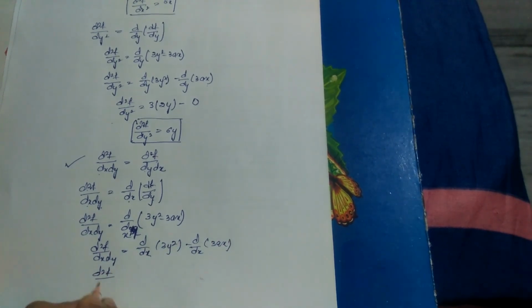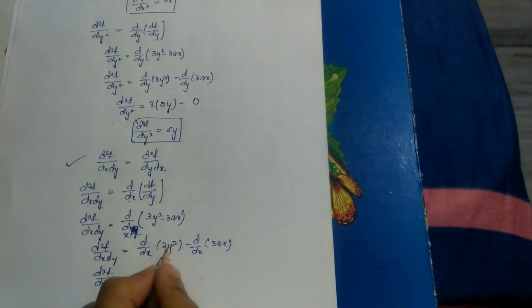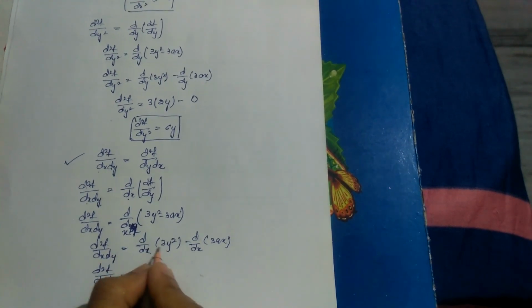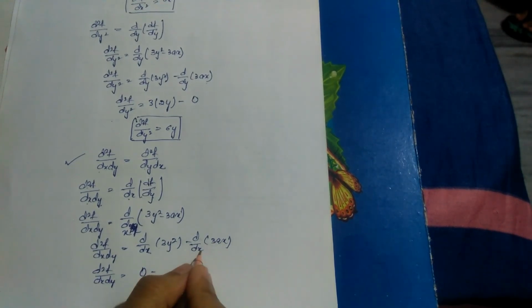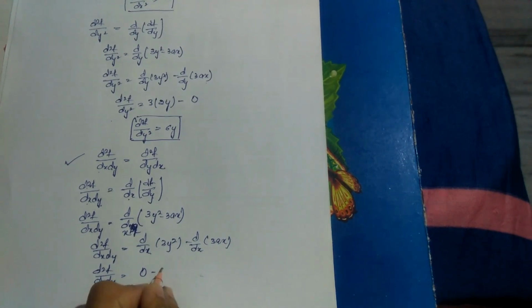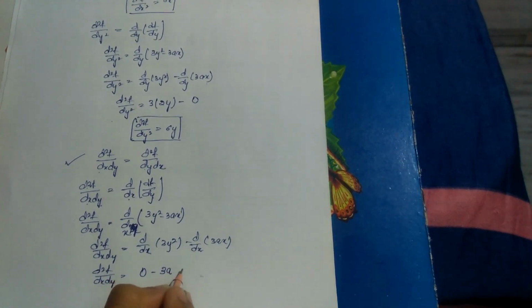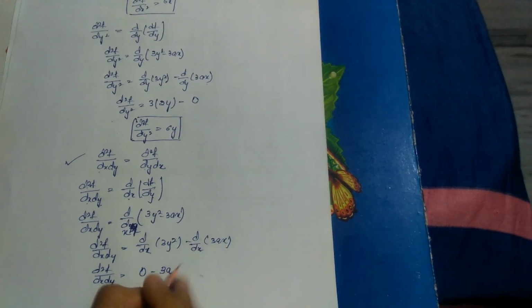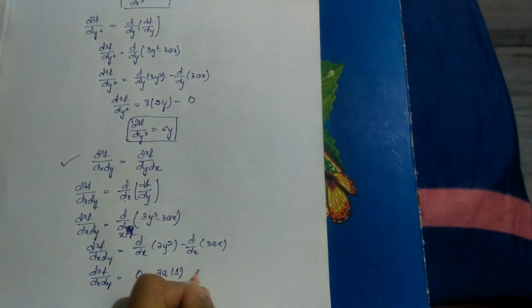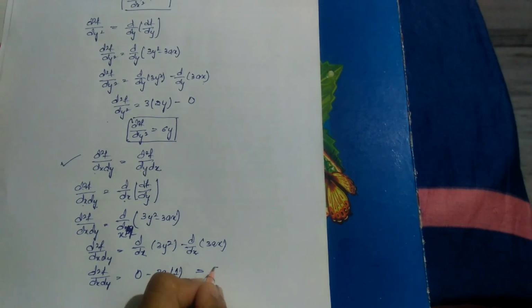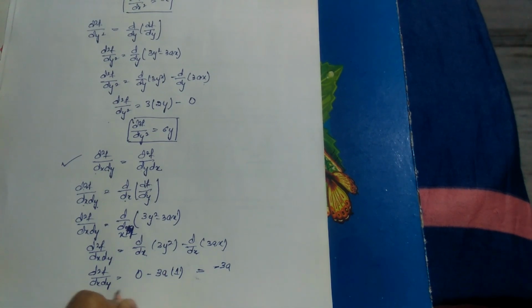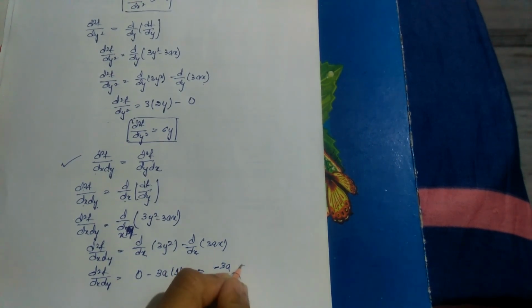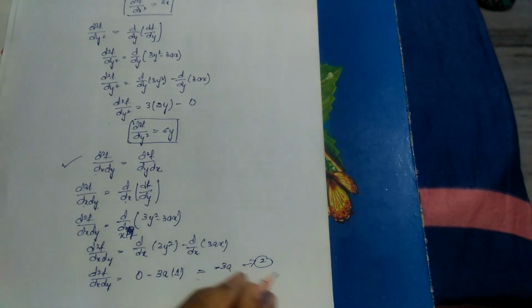Then ∂²f/∂x∂y is equal to differentiation of 3y² with respect to x. As there is no x variable in this term, the whole differentiation becomes 0. Minus 3ax is differentiated with respect to x. 3a is a constant, so write 3a as it is, then x is differentiated with respect to x, that you get as 1. Then that finally equals minus 3a. So ∂²f/∂x∂y is equal to minus 3a. Let this be equation number 2.